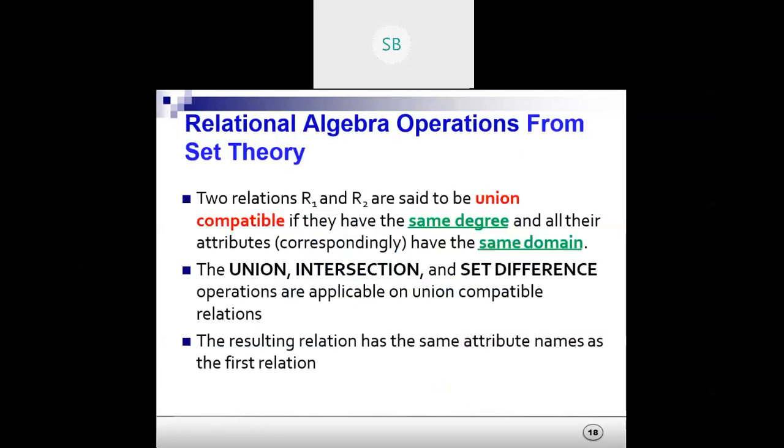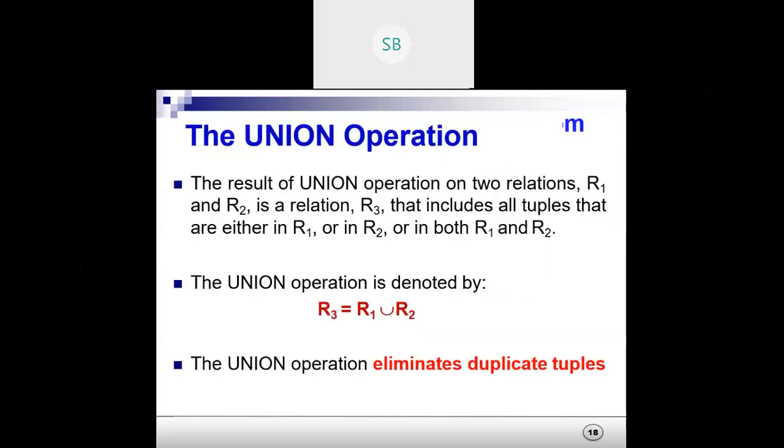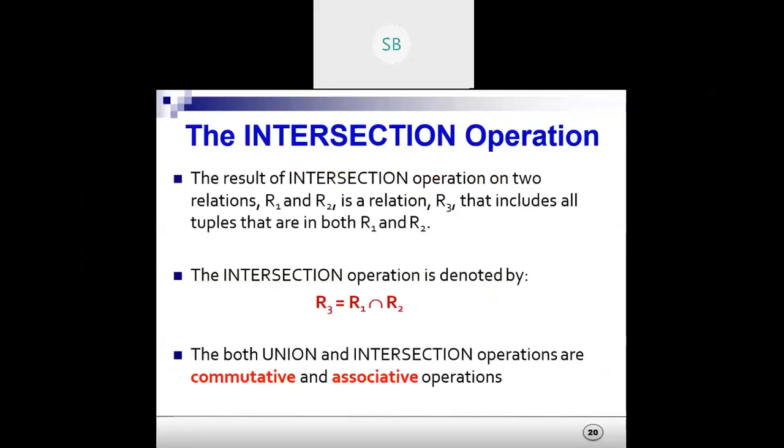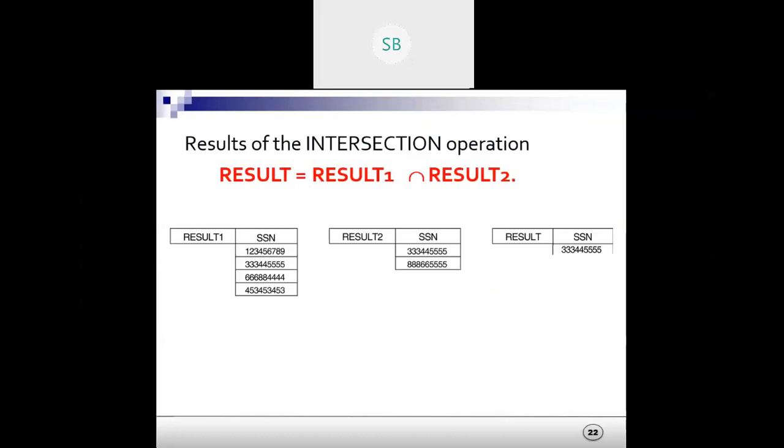Union will join both the tables, but we should have the same number of attributes, and it will not consider duplicates. It will eliminate the duplicate ones. Next we have intersection, that is the common part of two tables, and it will display the result that way. And then set difference. Suppose result R1 minus result R2, so what is present in R1 but not in R2 will be displayed. That is the minus operation.